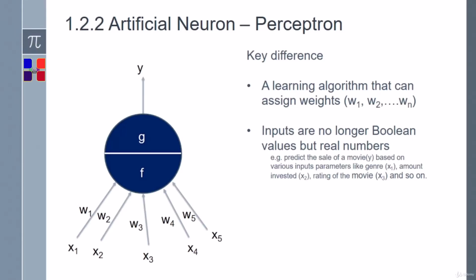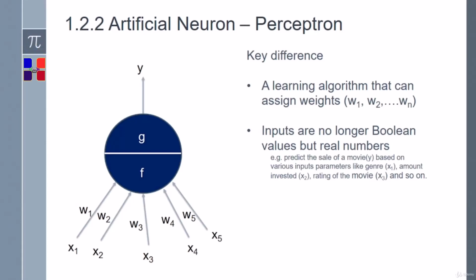For example, if you have to decide whether you want to go for a movie or not, there could be a lot of inputs for that, right? So for example, there could be who is the actor, what is the genre of the movie, what is the rating of the movie. Some of these are Boolean values, some of these are real numbers, and so these inputs could be different. So that was one change in the perceptron model.